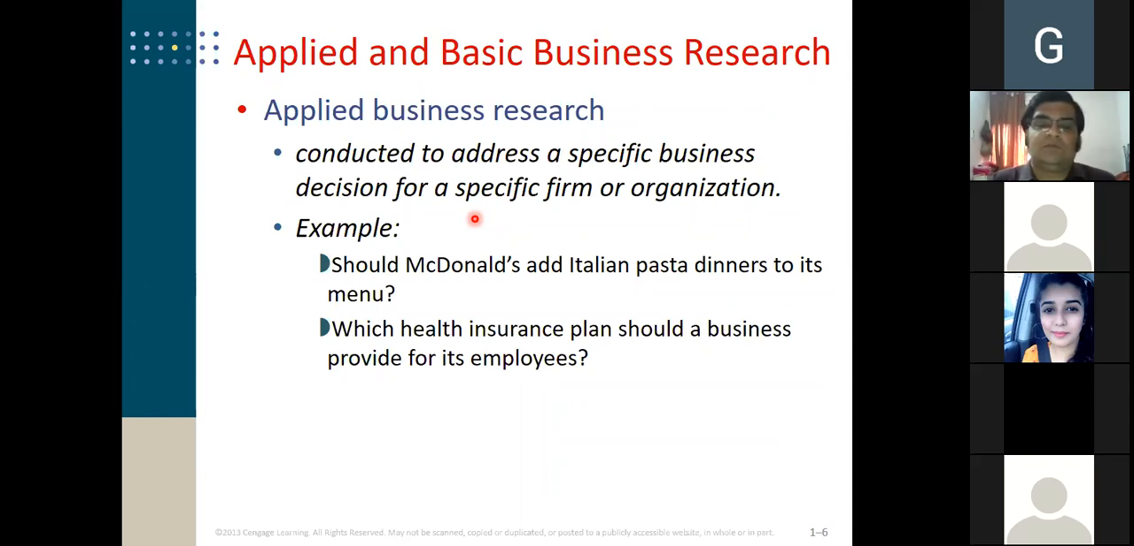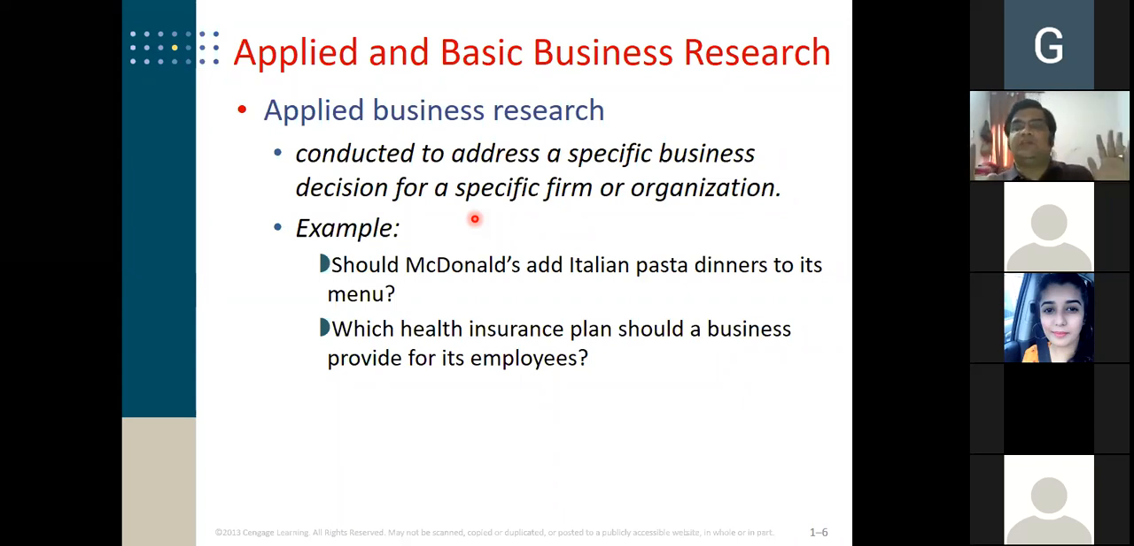Now come to applied business research, right? So what is applied business research? Basic research we understood, to increase our basic knowledge of some constructs. I am using some words, but I will tell the meaning later, in due course of time. For the time being, let us understand what is applied business research, right? So pure research we understand. Applied research is conducted to address a specific business decision for a specific firm or organization.